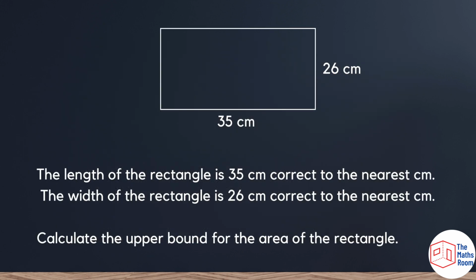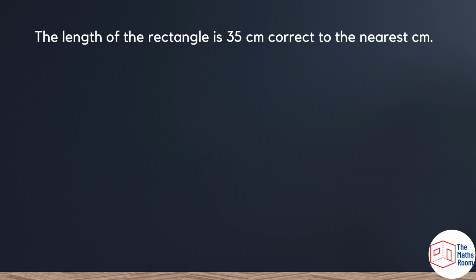So what the question is actually asking here is, what was the biggest size that the original, before rounding, measurements could have been? So 26 and 35 centimeters have been rounded. So we're trying to see what it could have been before the rounding occurred. So let's have a look at the length of the rectangle. They say it's 35 centimeters and it was rounded to the nearest centimeter.